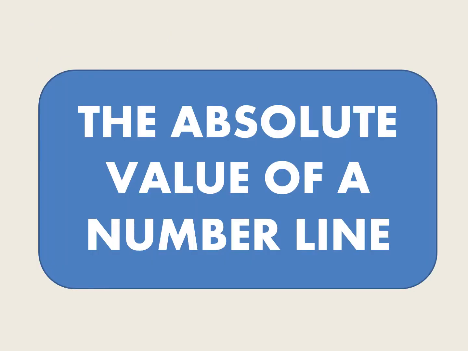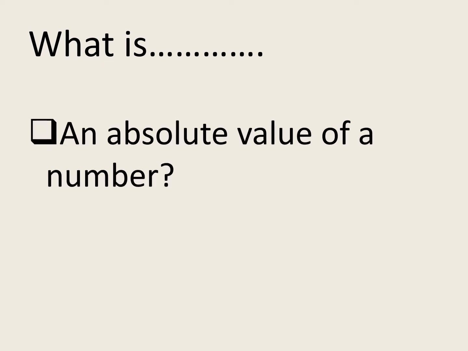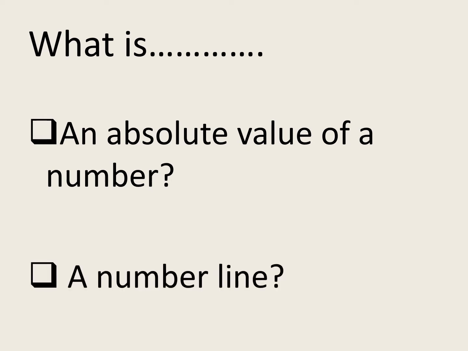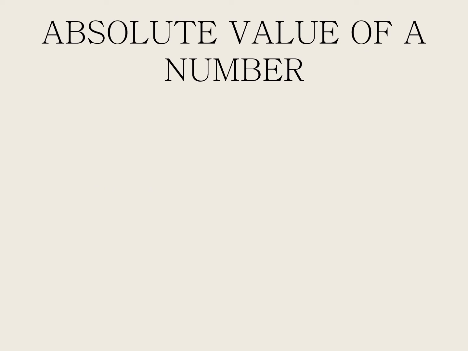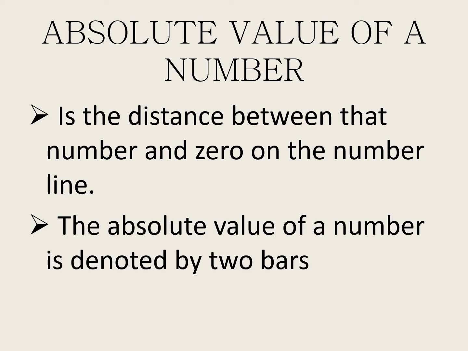First, let's talk about absolute value of a number line. But the question is, what is an absolute value of a number line? The second, what is a number line? When we say absolute value of a number, it is the distance between that number and 0 on the number line. It is also said that an absolute value of a number is denoted by 2 bars.